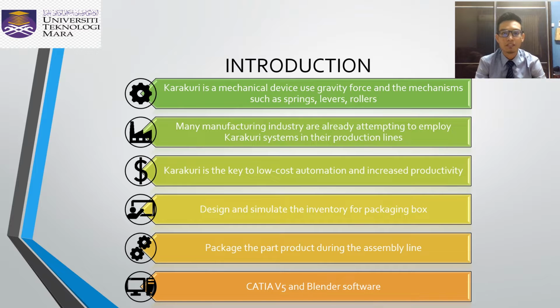Beginning with the introduction, this project was carried out using the Karakuri method. The Karakuri system uses gravity force to move the product from a higher position to a lower position with its mechanisms, such as spring, gear, and roller. Many manufacturing industries have already applied the system in production lines because it is the key to low-cost automation that can increase productivity.